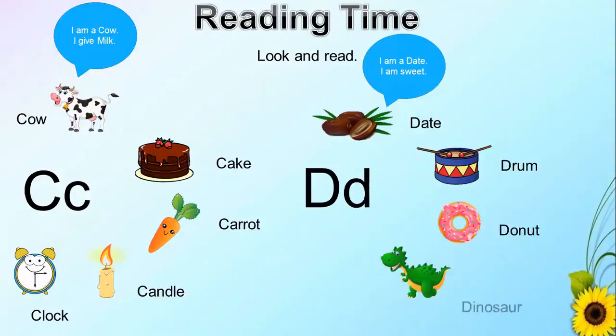Oh, what is this? Dinosaur. Door. Shut the door. Okay, students, you all have learned the names and the sounds. Revise it. Okay, revise with me again. Date. Drum. Donut. Dinosaur. Door.